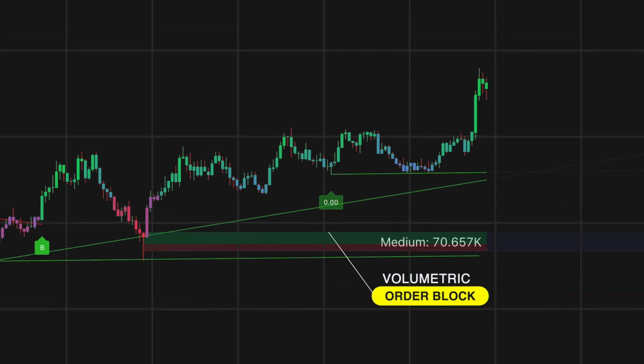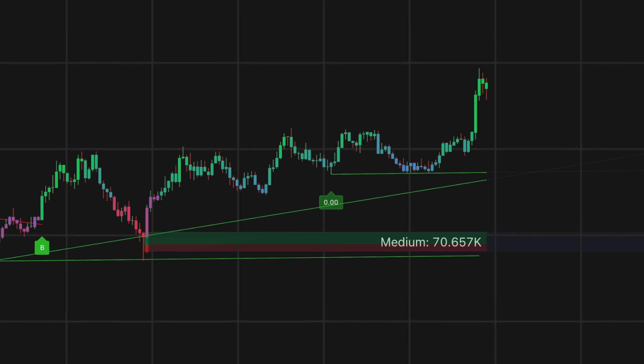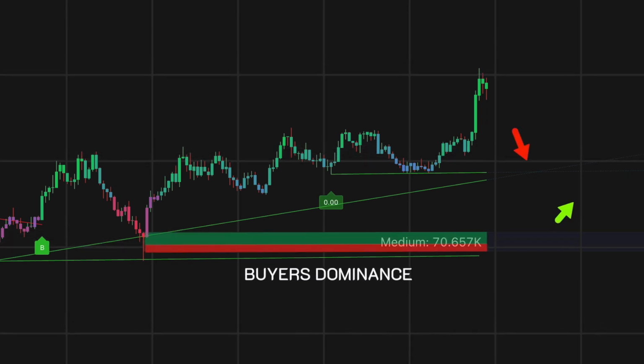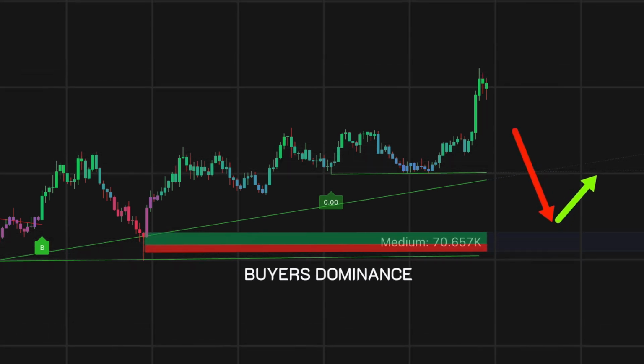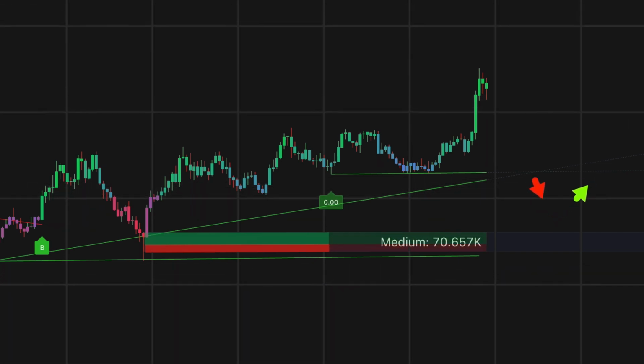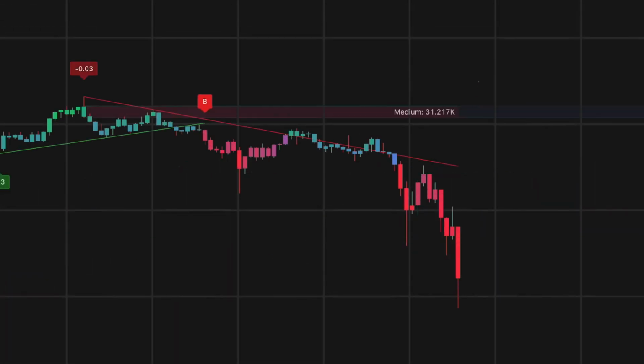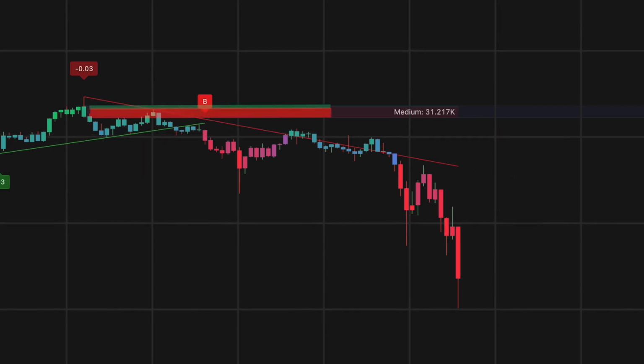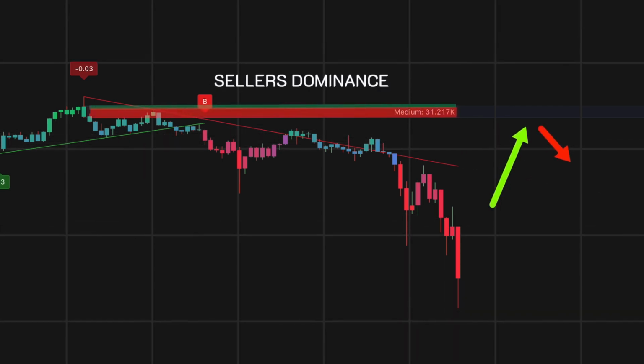Volumetric order blocks can act as strong support or resistance levels. A bullish block might act as support, suggesting a potential rebound area, while a bearish block might act as resistance, indicating a potential area for price reversals.